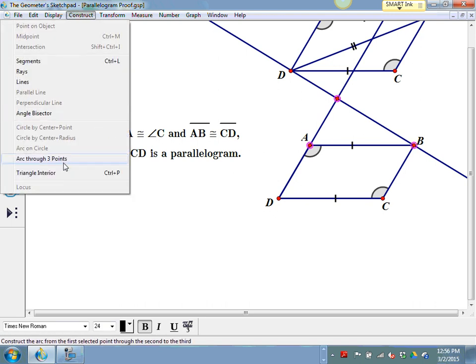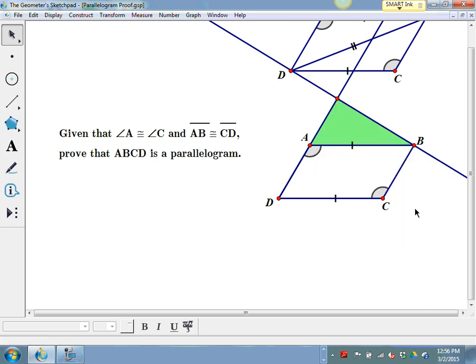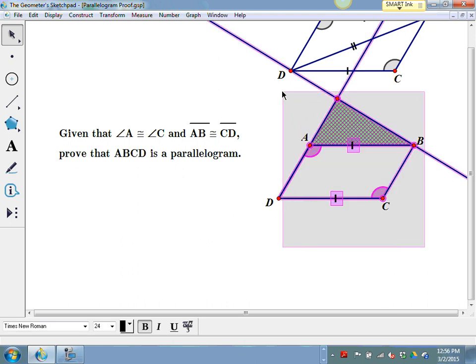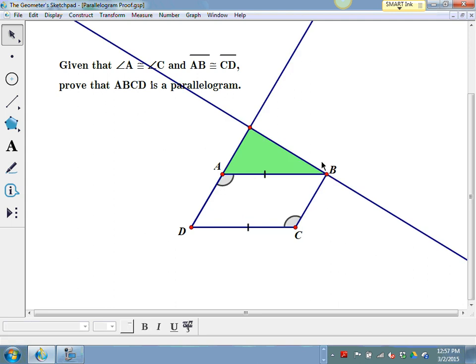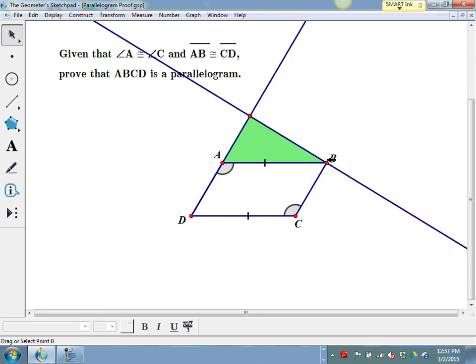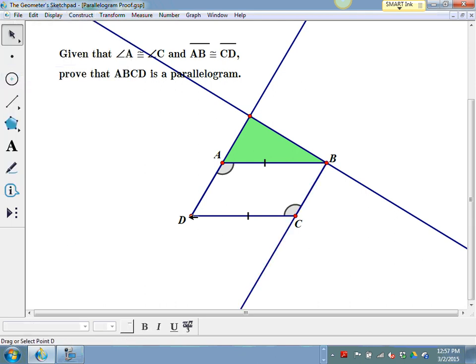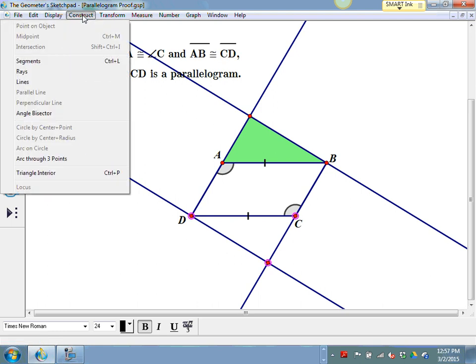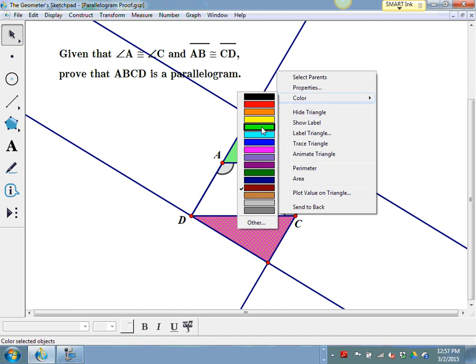Construct an interior, and I don't like that color. I like green, so we'll use green. Okay, move this down a little so that we can see what we're working with. And what I'll do is the same exact thing here, construct a ray, and then go perpendicular there. So I will construct a triangle interior, and I like the color green.